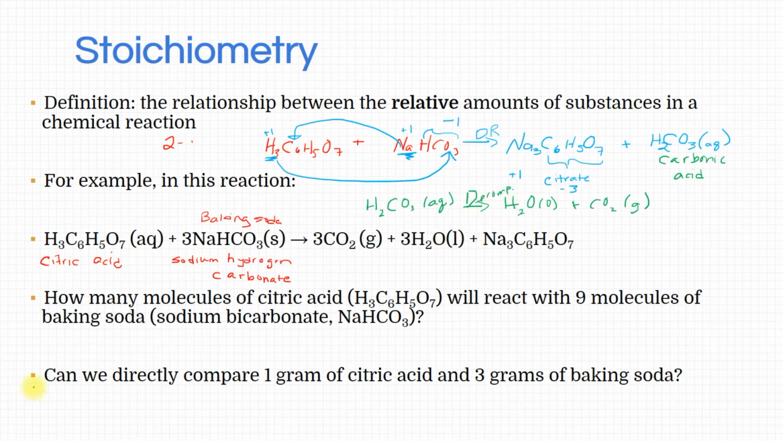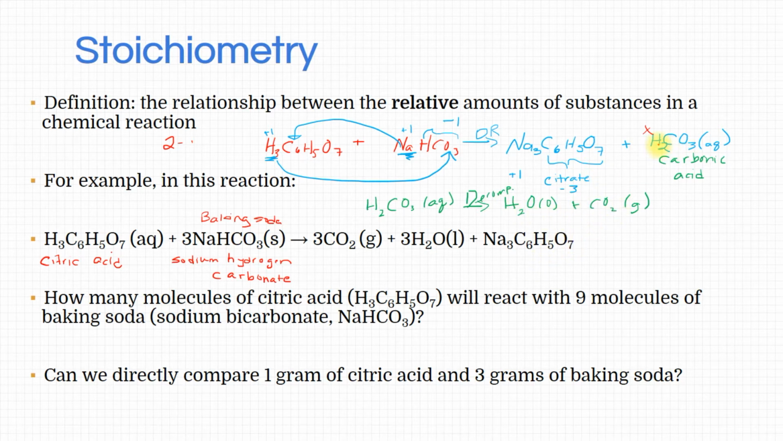Our overall reaction is going to be what I have left over after I add up both of these things. So our reactants are going to be citric acid and sodium carbonate. That's what we start with. The Na3C6H5O7 is still there. But this H2CO3 is gone, it decomposed, so that's not in my final reaction. Okay, but the H2O and the CO2 are going to be there.